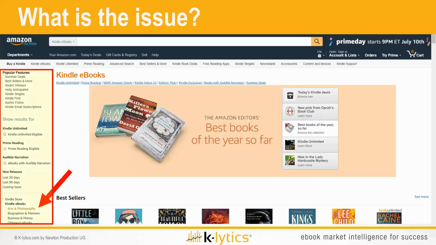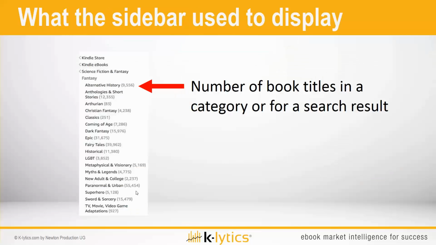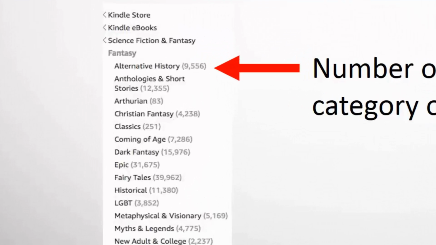The issue has to do with what is displayed on the sidebar when you search for something or when you simply browse through categories on Amazon Kindle. What it used to be was when you clicked on any of the categories, you would also get a display like this of the number of book titles in a category or the number of book titles for a specific search result and in which categories the search results were distributed. So for example, when you clicked on science fiction and fantasy, then on fantasy, you got a display here at the point in time when the screenshot was taken.